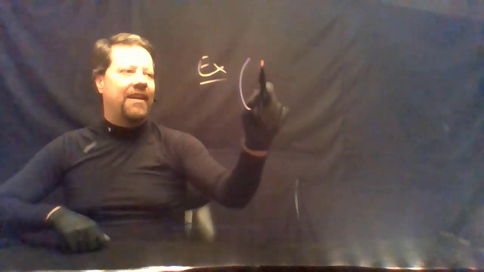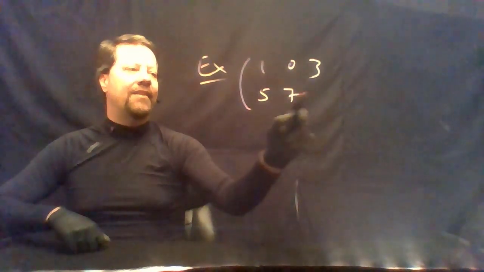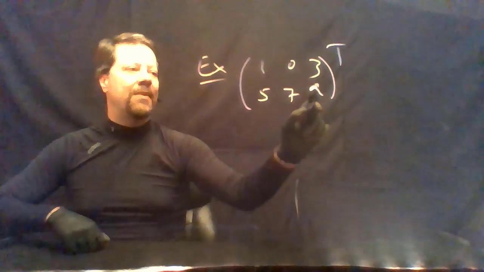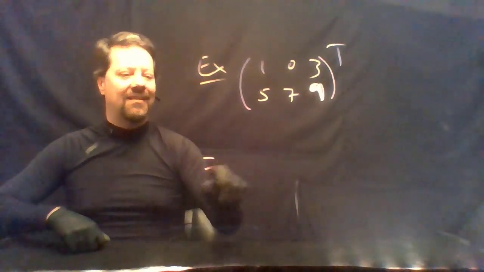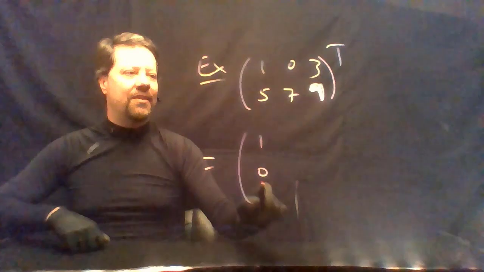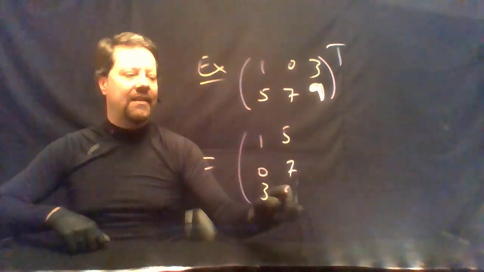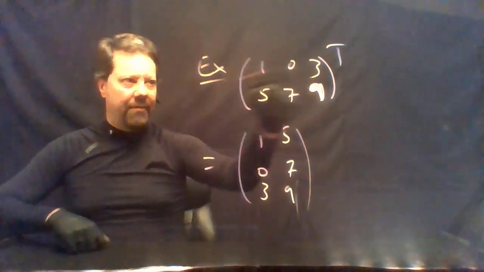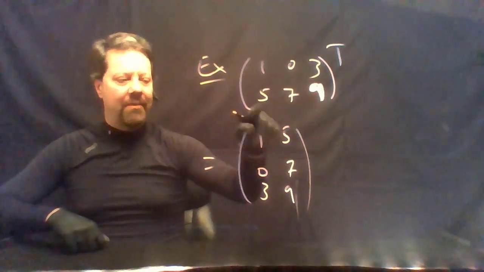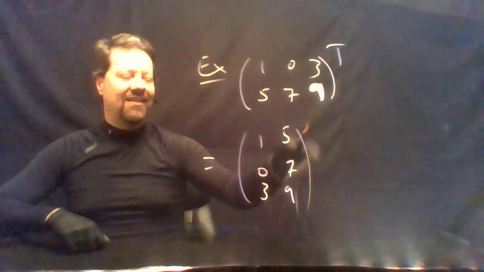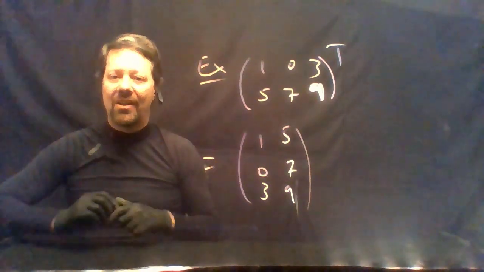So for example, if I have the row 1, 0, 3 and the row 5, 7, 9, and take the transpose, what I get is the columns 1, 0, 3 and 5, 7, 9, by reversing the role of a row and making it into a column. The row is made into a column.